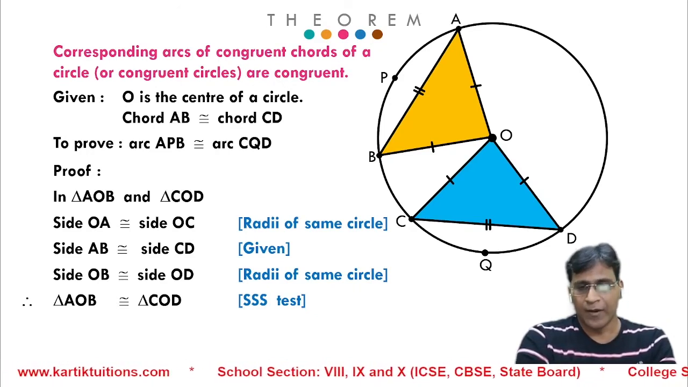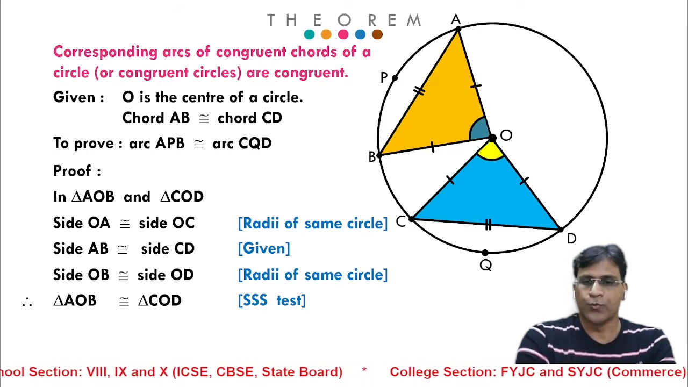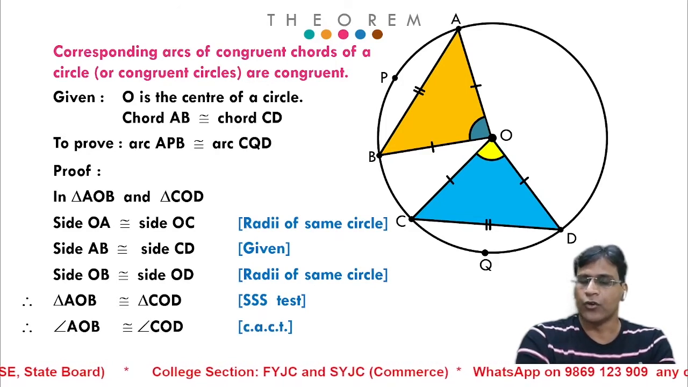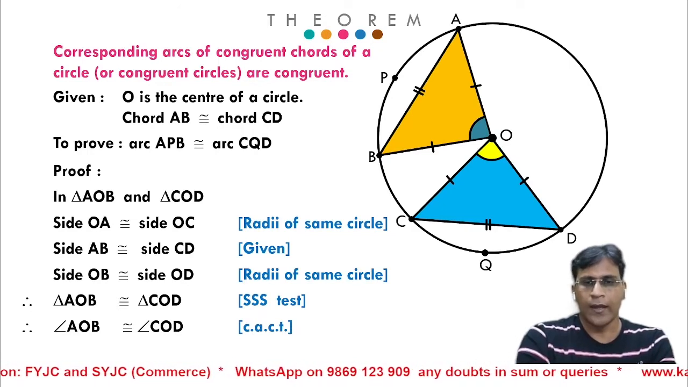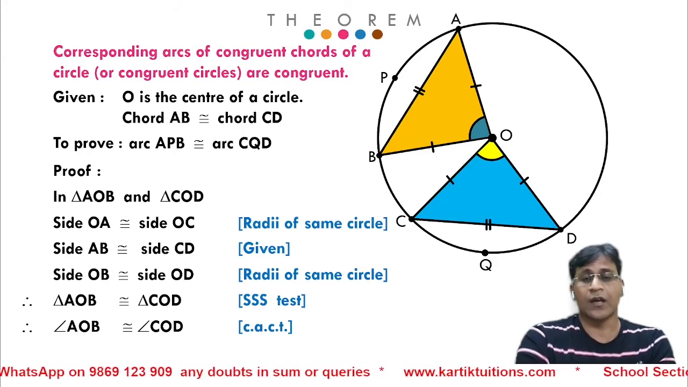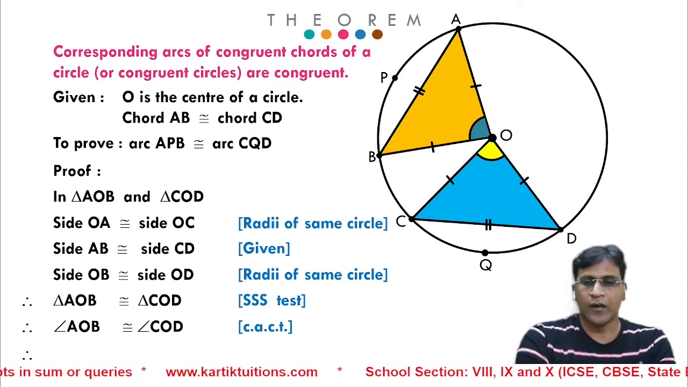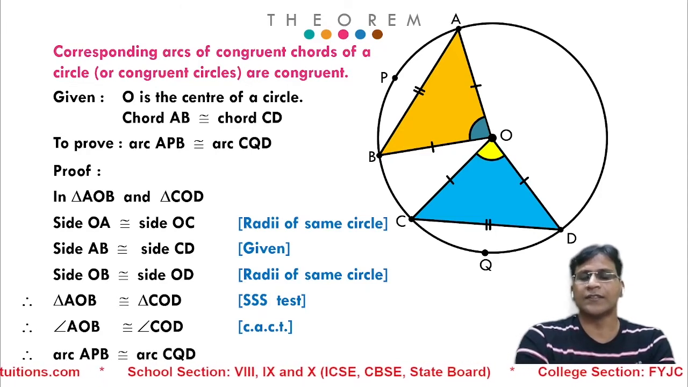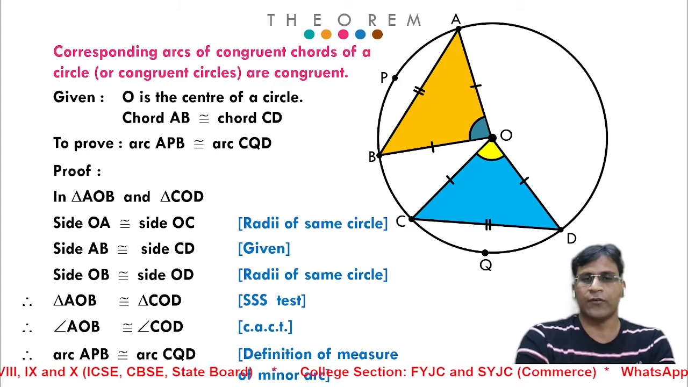When I say remaining elements, I am talking about angle AOB and angle COD. These both the angles will be congruent and the reason is CACD. You can also write it as CPCT. Now see, if you observe, angle AOB and angle COD are central angles and their corresponding arcs are APB and arc CQD. So in other words, I can say arc APB will be congruent to arc CQD. Why? Definition of measure of minor arc. Hope you must have understood this theorem.